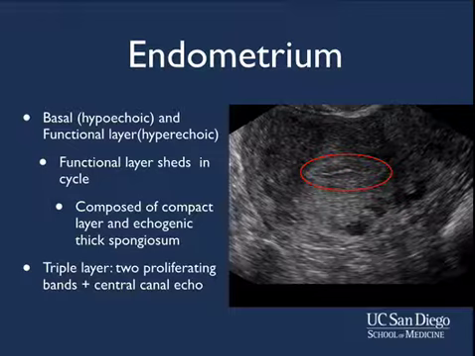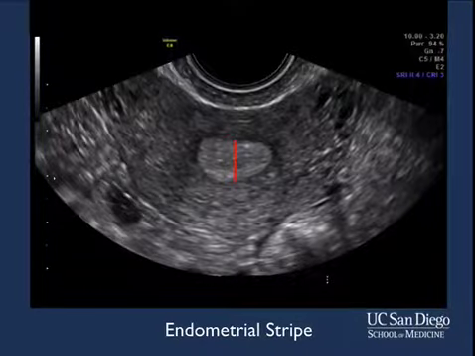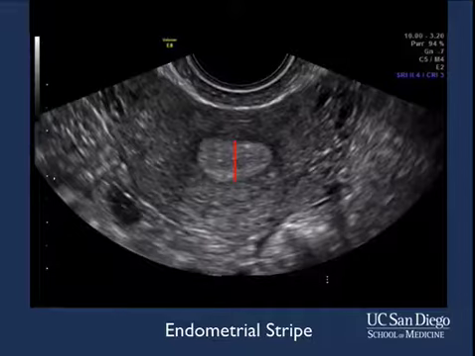When we look at the endometrium, we will notice that there is a basal hypoechoic layer and a functional layer, which is hyperechoic. The functional layer is what sheds during the cycle. It is composed of a compact layer and the echogenic, thick spongiosum layer. The triple layer that we see here is represented by the two proliferating bands plus the central echogenic canal. Here again, we see another example of endometrial thickness and the endometrial stripe.